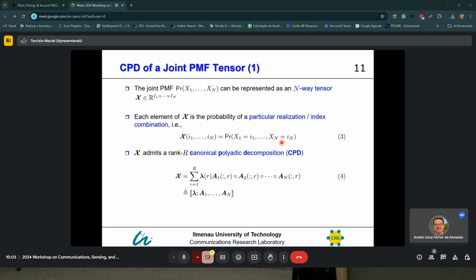And X actually admits a rank R canonical polyadic decomposition. This is actually the tensor extension of the matrix SVD, in the sense that we have the sum over capital R rank 1 tensors. And this would be the outer product of the rth column of all n factor matrices, An, weighted by the rth component of the loading vector, lambda. And we want to use, in the sequel, this familiar shorthand notation for the n-way CPD. So lambda is the loading vector, the ANs are the factor matrices, and the circle is the outer product.